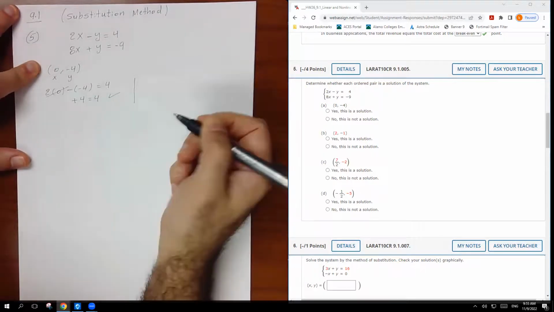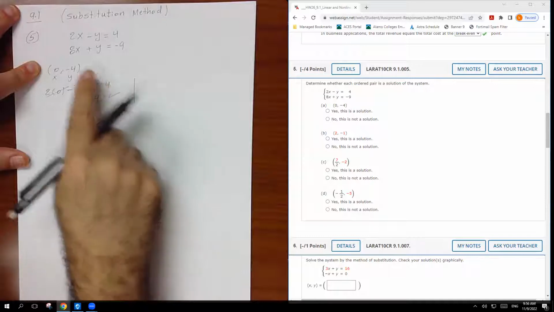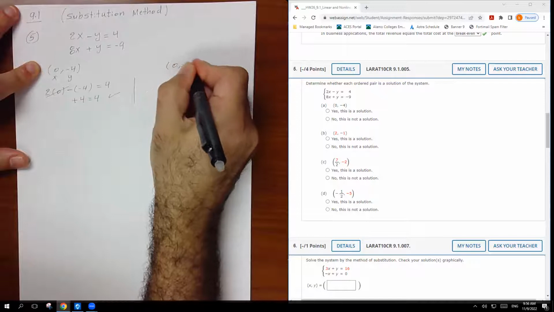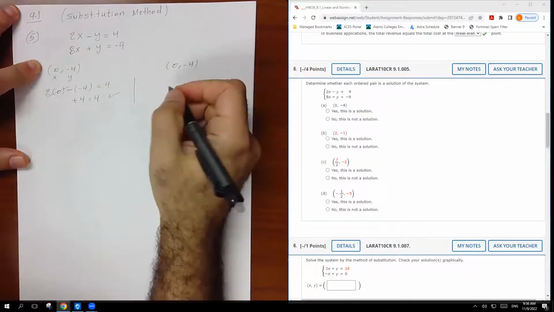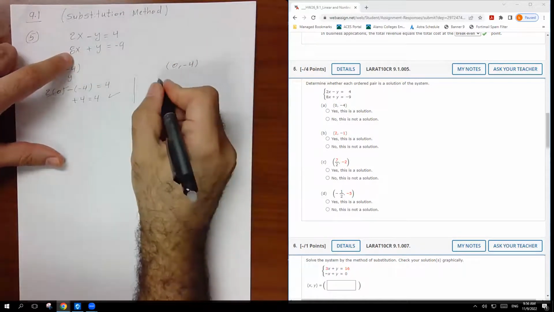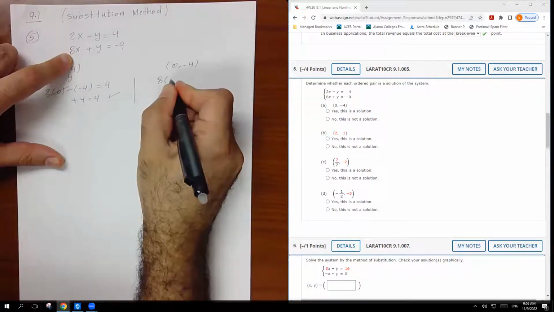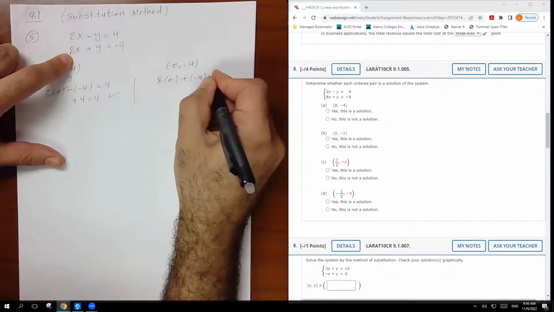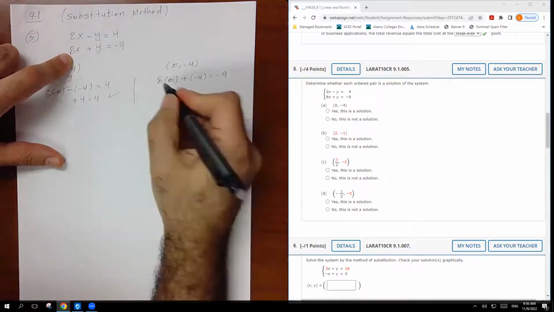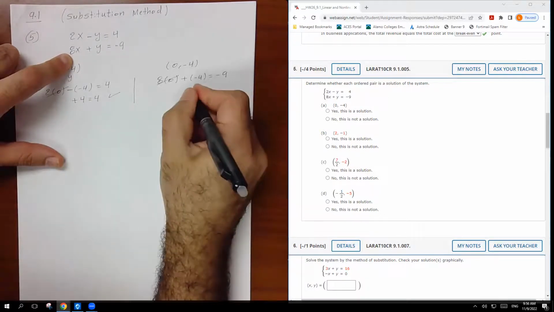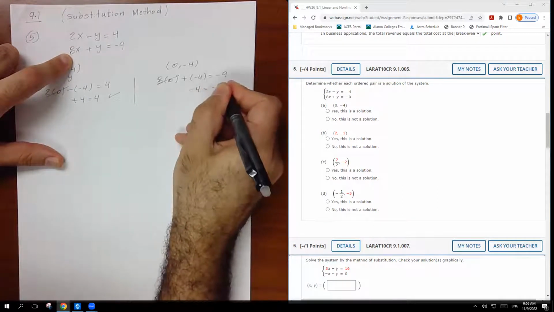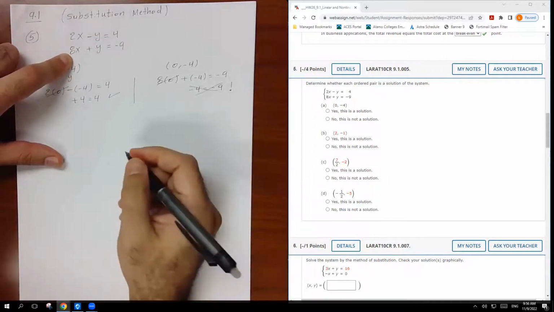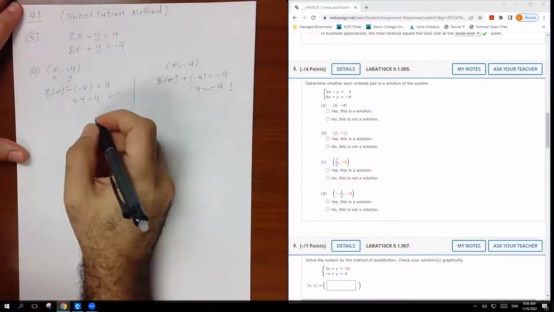Now let's check with the second equation. If I plug in (0, -4) on the second one, 8 times 0 plus -4, is that equal to -9? 8 times 0 is going to be 0. So we're going to get -4 equals -9. This is a contradiction. This is a wrong statement. So that means this is not a solution.